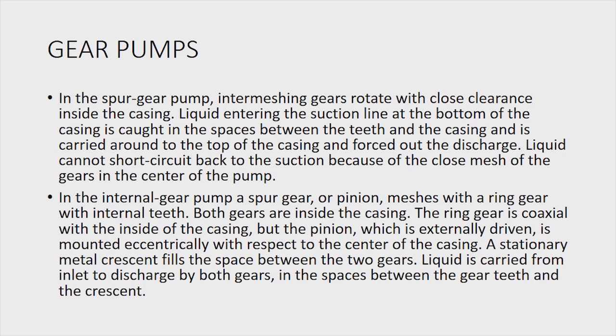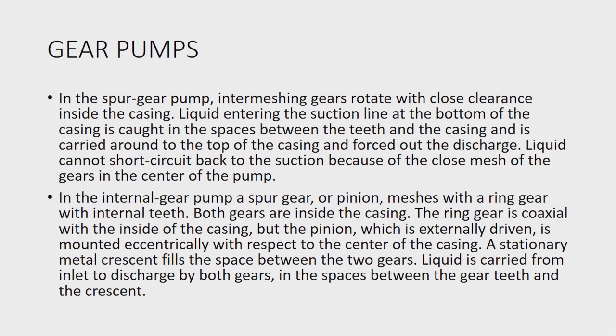In a spur gear pump, the intermeshing gears rotate with a close clearance inside a casing. The liquid entering the suction line at the bottom of the casing is caught in the spaces between the teeth of the gears and the casing, and is carried around to the top and released through there. There is no short circuiting, and the liquid won't return to the suction area because of the close mesh of the gears in the center.